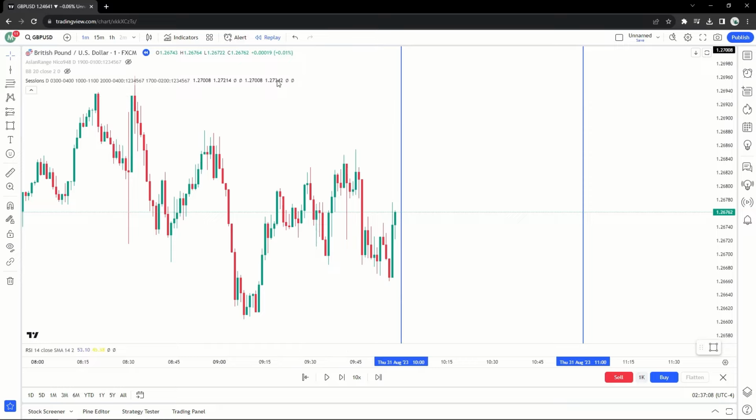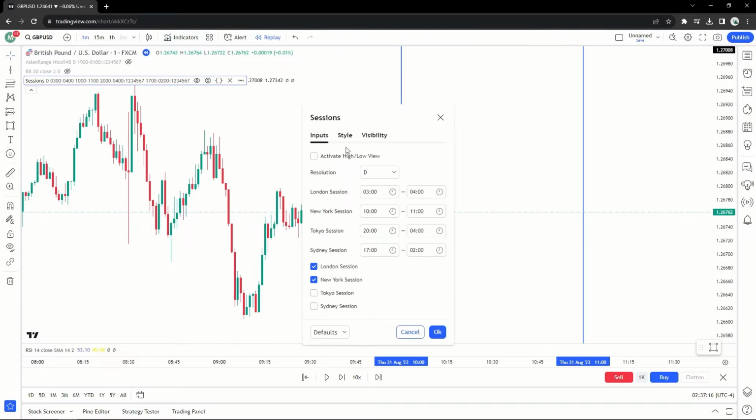An indicator you can use to help you see this easier is called Sessions. You simply go to indicators, type in sessions, and it should come up. Once you have this, you go to settings, and you see you have London session and New York session. I've enabled both of them, because there's a New York one and a London one. See, my time is calibrated 3 to 4 a.m. and then 10 to 11 a.m.